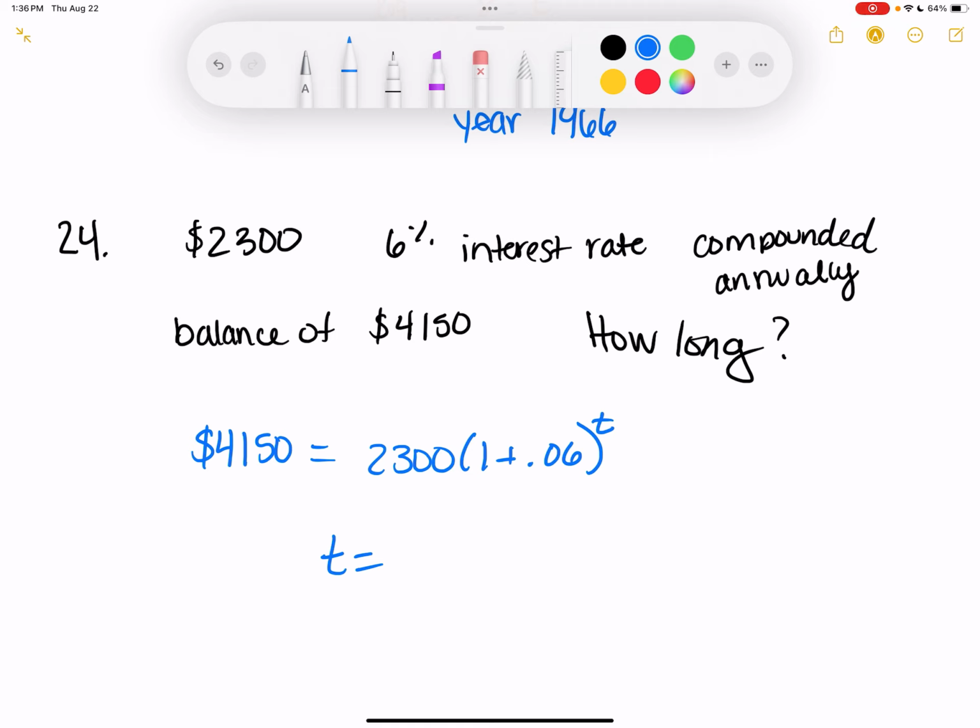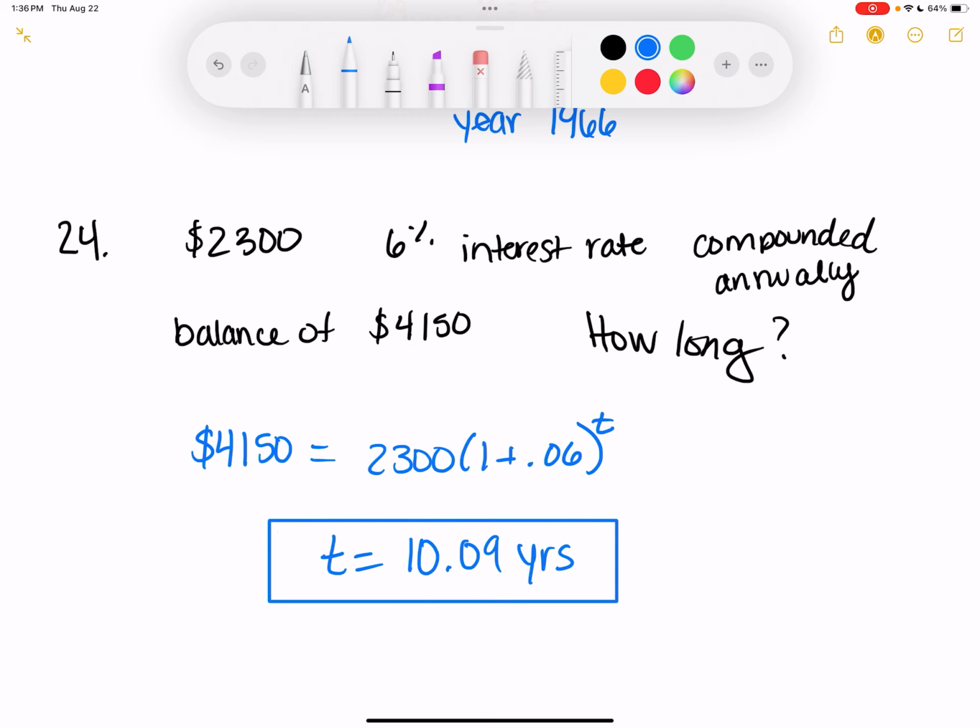Do we always have to go to the math menu to do the log base? Yeah. Wait, what are we measuring? How long? Time, I got in years. 10.09. Yep. So this guy's just gonna sit around waiting a little over 10 years just to get that much money?